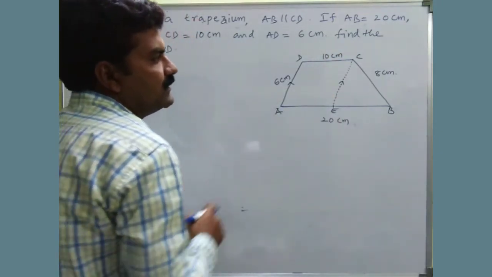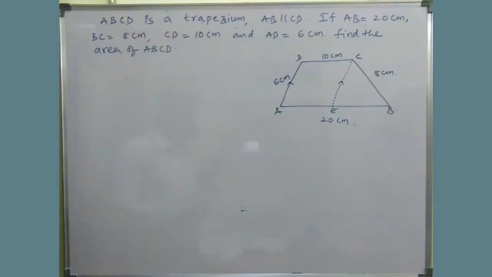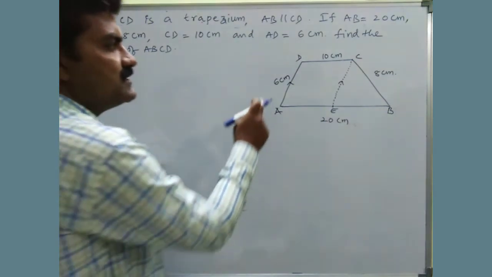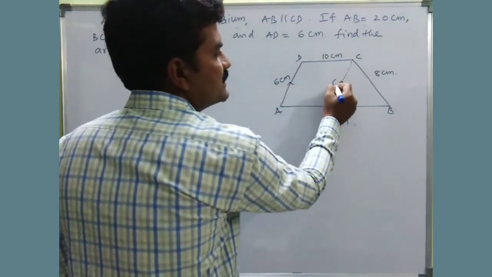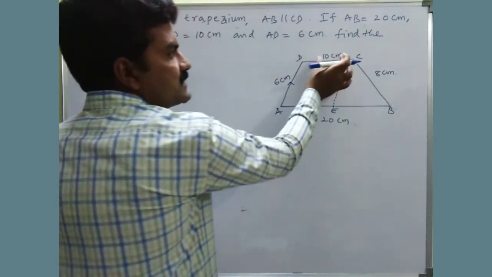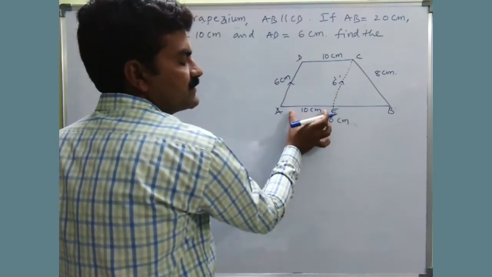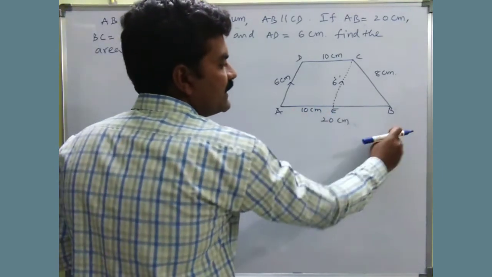Understood? Then opposite sides are equal, no? In a parallelogram the opposite sides are equal. So this is 6 centimeters, hence this is also 6 centimeters. Whereas this is 10 centimeters, then this part is also 10 centimeters, AE. But earlier the entire length provided is 20.